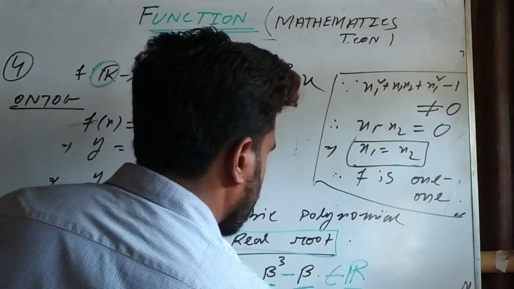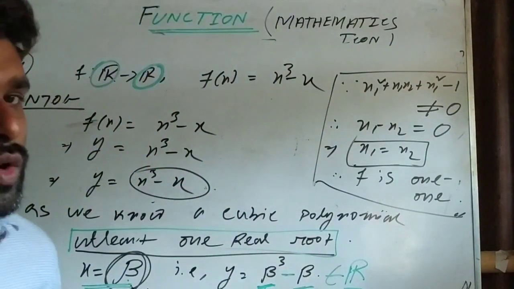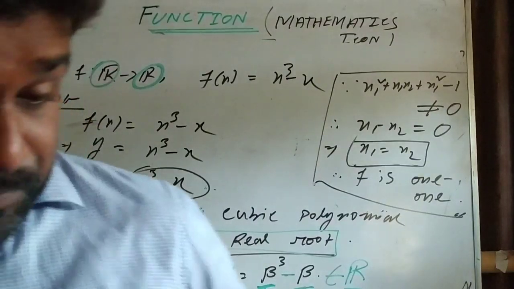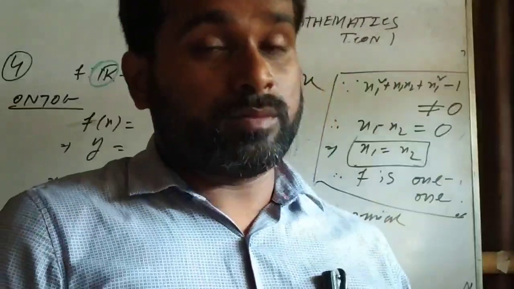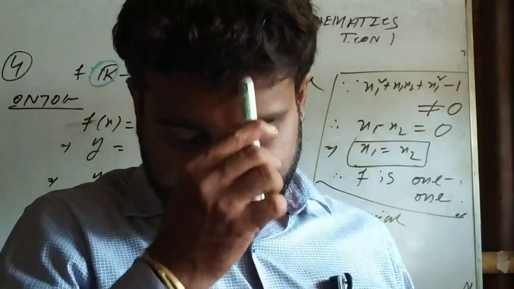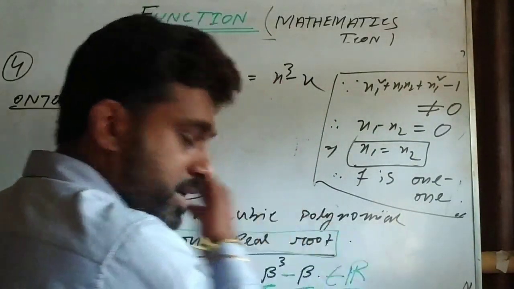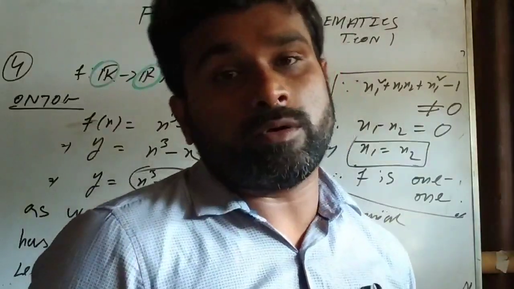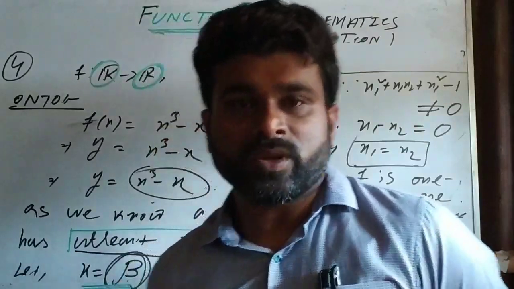f is onto, f is onto. That means here we got one-one also, and onto also. That means f is bijective, so f is bijective. Just write the last statement, f is bijective. So that means whenever you get this cubic polynomial, the one-one property will be the same.